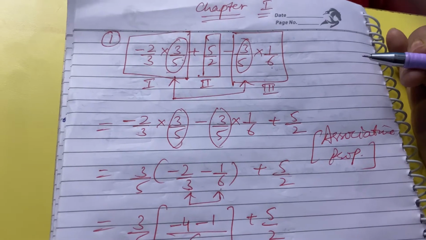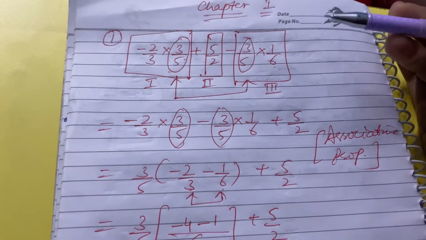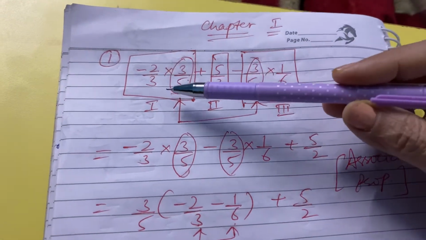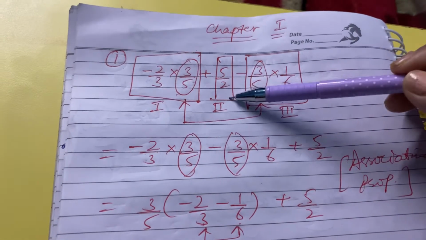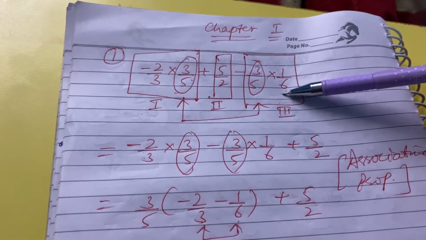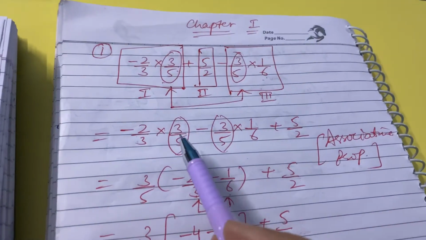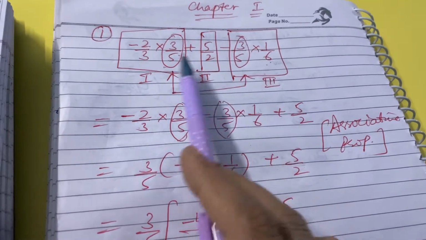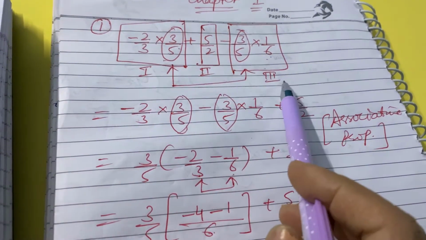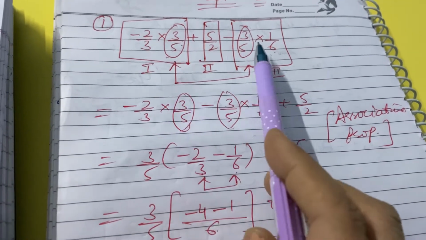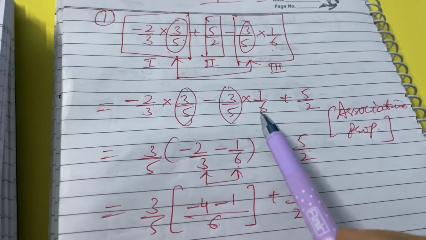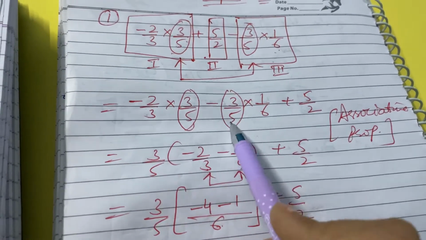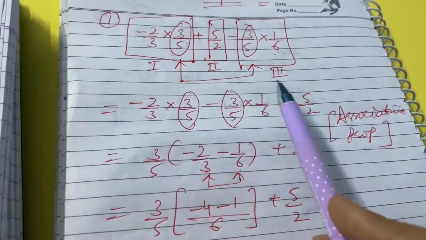So this is the first question of exercise 1.1. We are given this statement, and in this there are three terms, 1, 2 and 3. In the first question, find the common terms which are common to the first and third. 3 by 5 is common to the first and third term. Combining these, we get minus 2 by 3 into 3 by 5 as the first term, minus 3 by 5 into 1 by 6 as the third term, and plus 5 by 2 as it is.